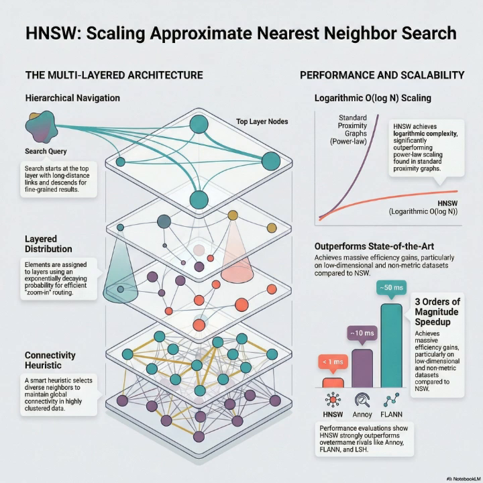You enter the graph at a predefined entry point on the highest layer. You take these giant steps because the points on the top layer are very sparse. They are connected over vast distances. You zoom towards the rough location of your target. Once you can't get any closer on the roof, you take the stairs down to the next floor. And now the steps are smaller. Right. Now you take medium steps, you refine your position, you keep dropping down layer by layer until you hit the ground floor, layer 0, where you do the final fine-tuning search among the dense local connections.